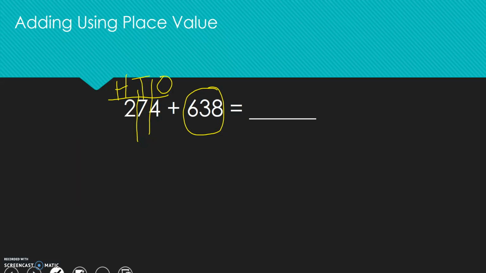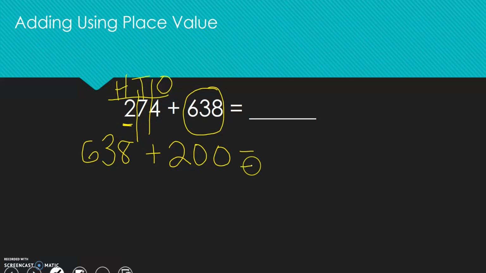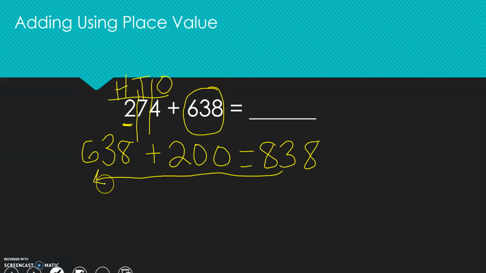HTO, hundreds, tens, ones. I'm going to write my larger number, 638, and I'm adding my hundreds. I've got 2 of those. Not too difficult. 638 plus 200, 638, 738, 838. Bring that number down. That's always important. We always want to keep adding on.